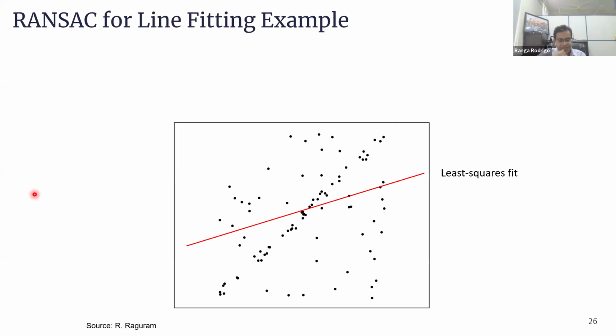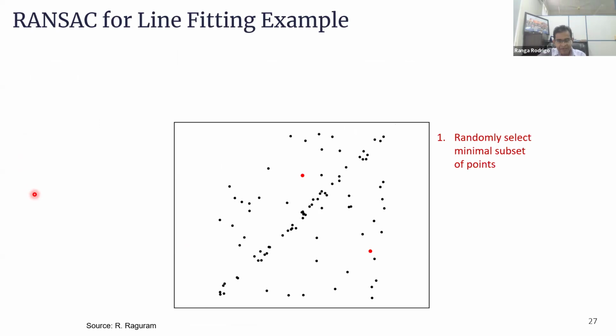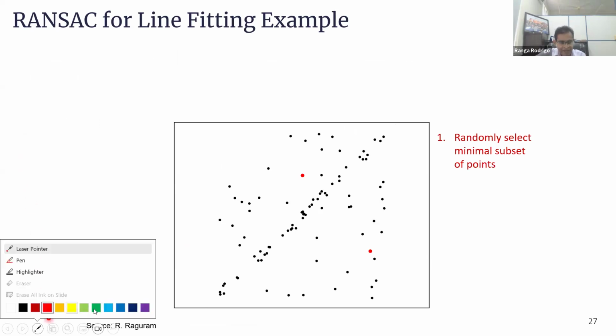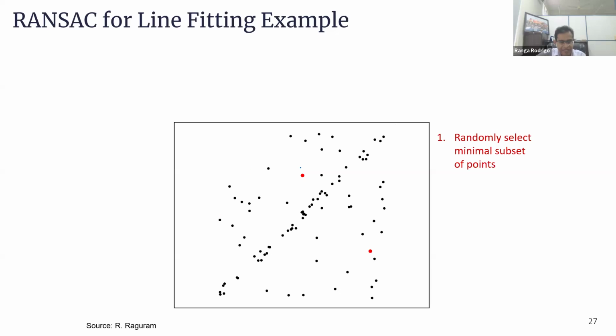The least squares fit is horrible for something like that because of the outliers. So randomly you select a minimum subset of points. So here you can see the so-called minimal subset is 2 points. Why is the minimum subset a set of 2 points? Because to fit a line, you need 2 points. Then you fit a line, hypothesize a model, and then find who agrees.